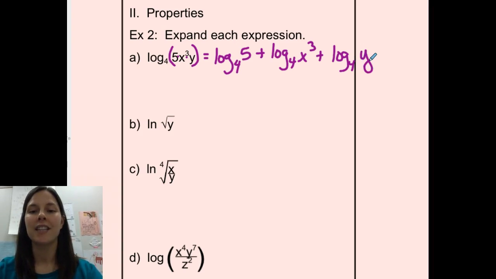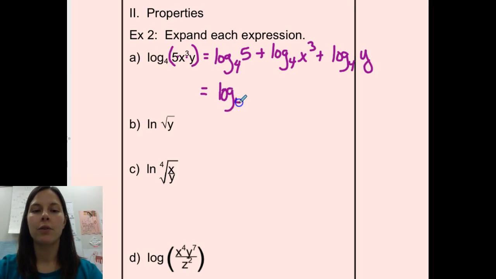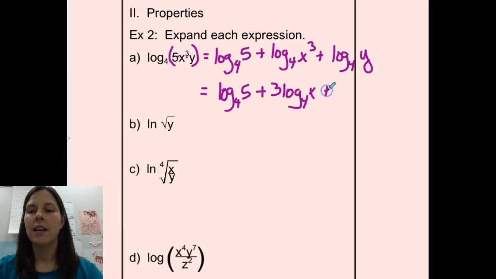If you look at that second log, log base 4 of x cubed, we have a power, so we're going to use our power rule. Our log base 4 of 5 is simplified. We're going to bring the power out front as a coefficient and multiply it by log base 4 of x, and our log base 4 of y is simplified as well.